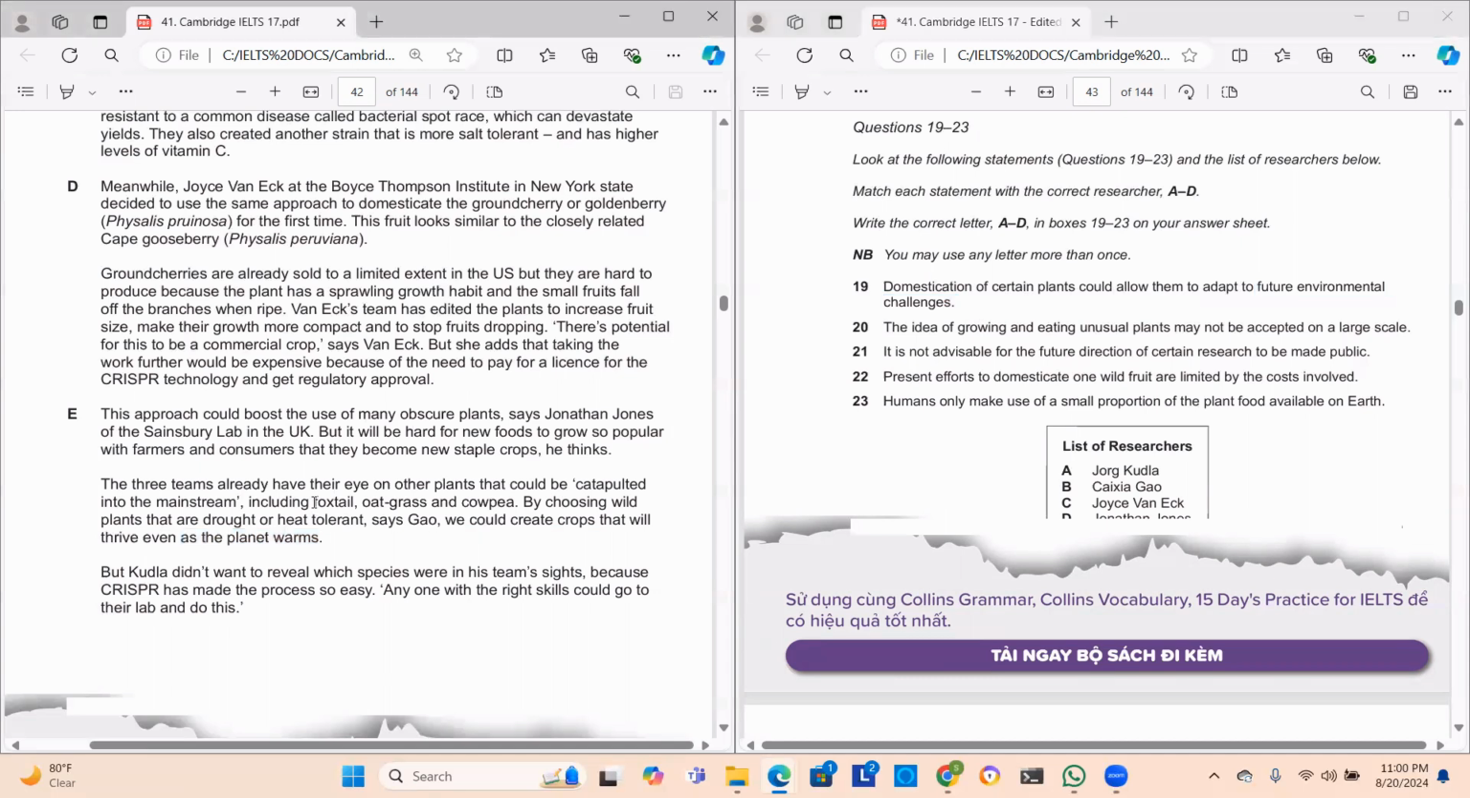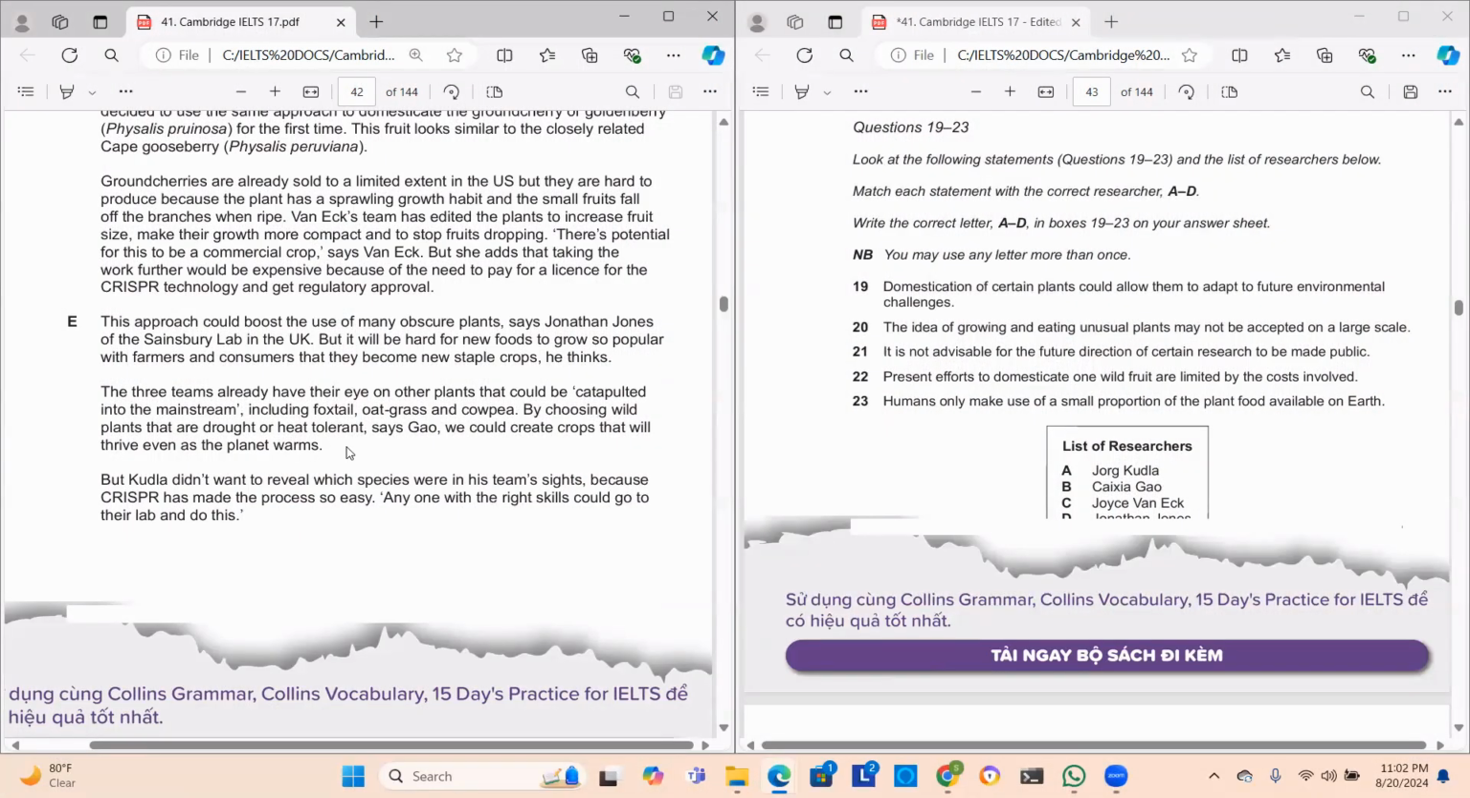What are those certain plants? Again, these are foxtail, oatgrass, and cowpea. By domesticating these plants, they could adapt to future challenges. We could create crops that will thrive, that can adapt even as the planet warms, the future environmental challenges. So this is a straightforward answer. Who said this? Gavo said this. So what is the answer? It is B, Gavo is B. So you should write B in your answer. Here it is clearly written, it says Gavo.